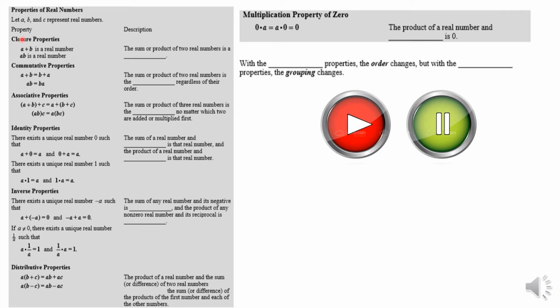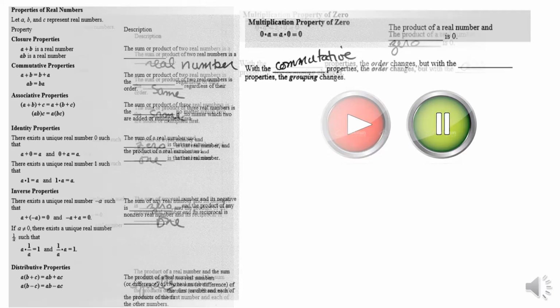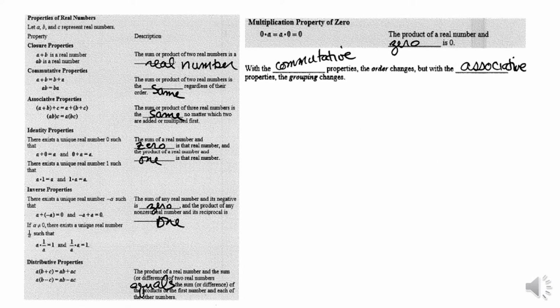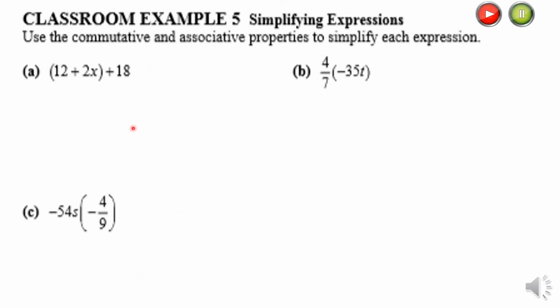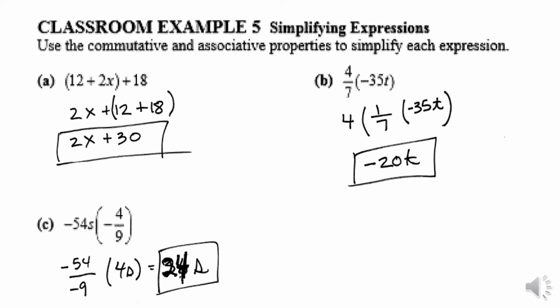Another fill in the blank dealing with closure properties, commutative, associative properties, identity and inverse properties, distributive properties, multiplication properties of 0. So fill in the blanks and we'll see how you do. Here is how I filled in the blanks. Here we're to use the commutative and associative properties to simplify each expression with the following results.